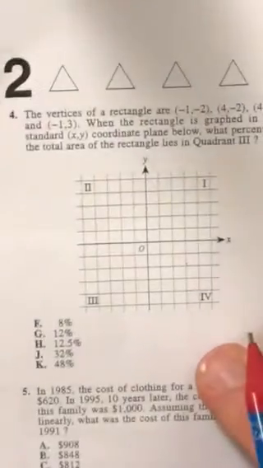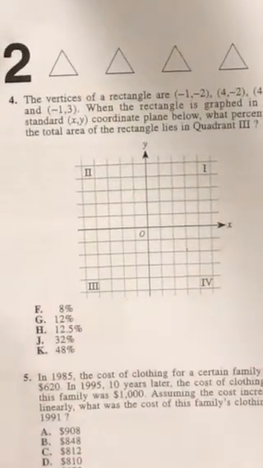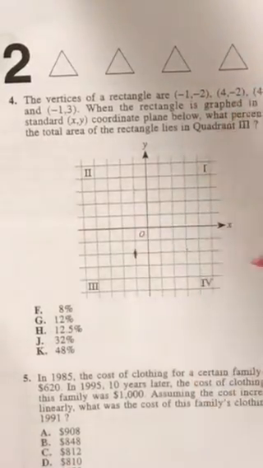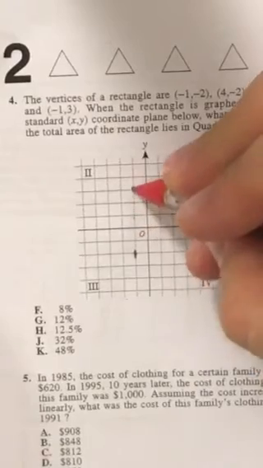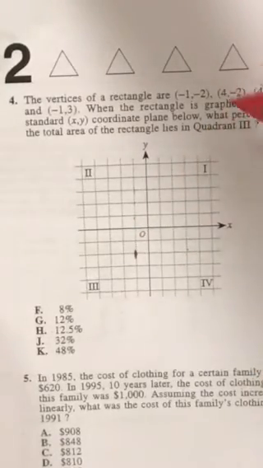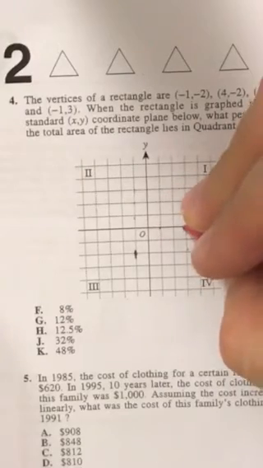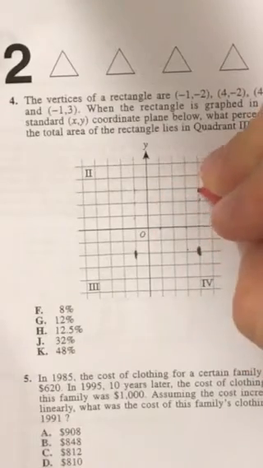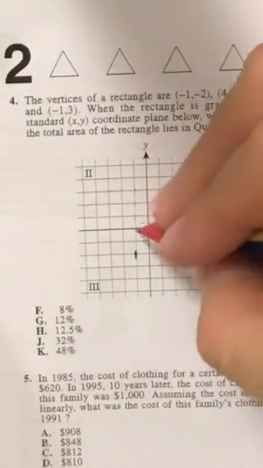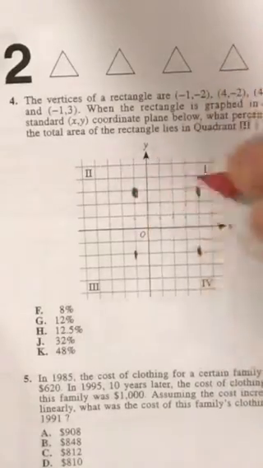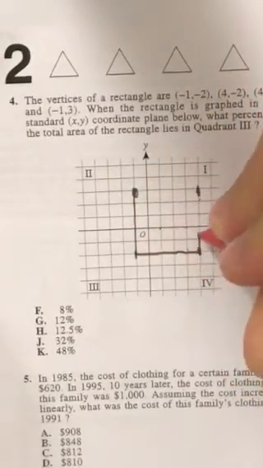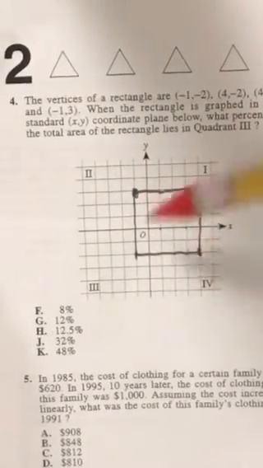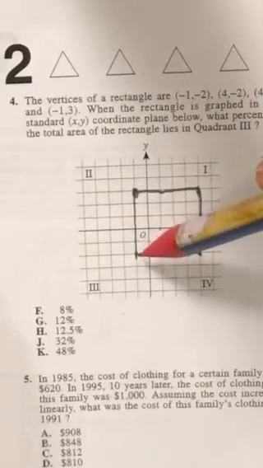Okay, number 4. We have vertices. Now, what you're going to want to do is plot each of these. 1 and -2, or I'm sorry, x is 4, 1, 2, 3, 4, and -2, and then x is 4 and 1, 2, 3, and then x is -1 and 3. So it's formed a square. Now, you just got to figure out how many of the total amount of squares are in the third quadrant.